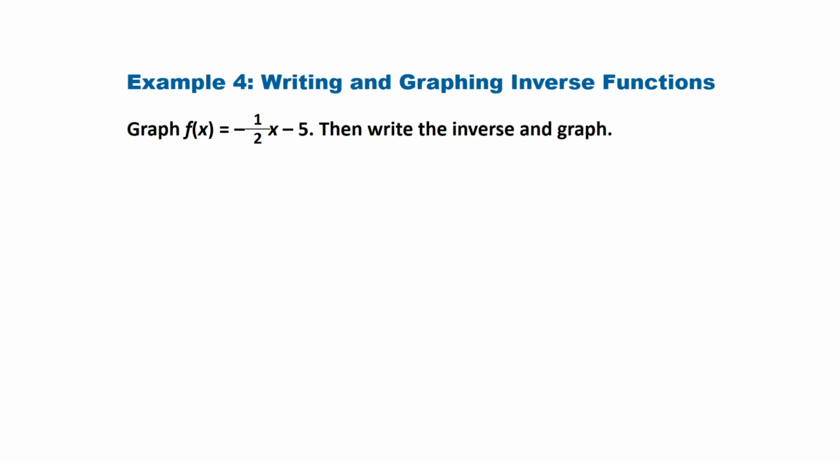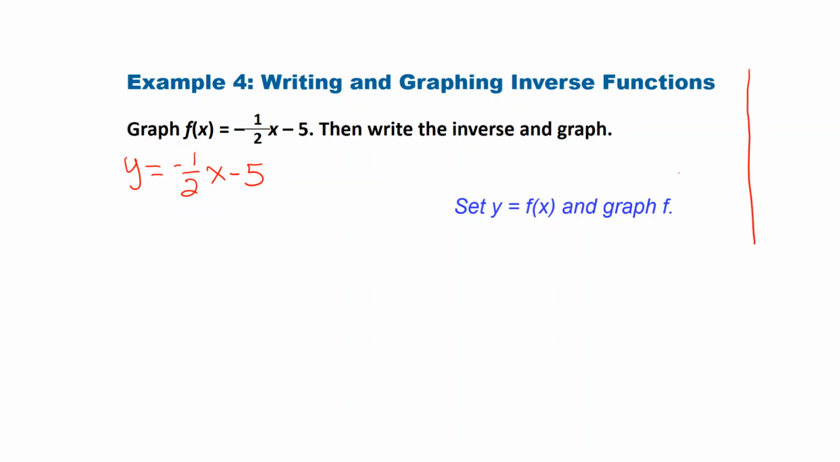So the example says to graph this function, then write the inverse and graph again. First of all, we're going to set y equal to f of x, because remember we said y and f of x are the same. So I'm just going to say y equals -1/2 x minus 5. And next I need to graph that, and I'm just going to sketch it out really simple over here.